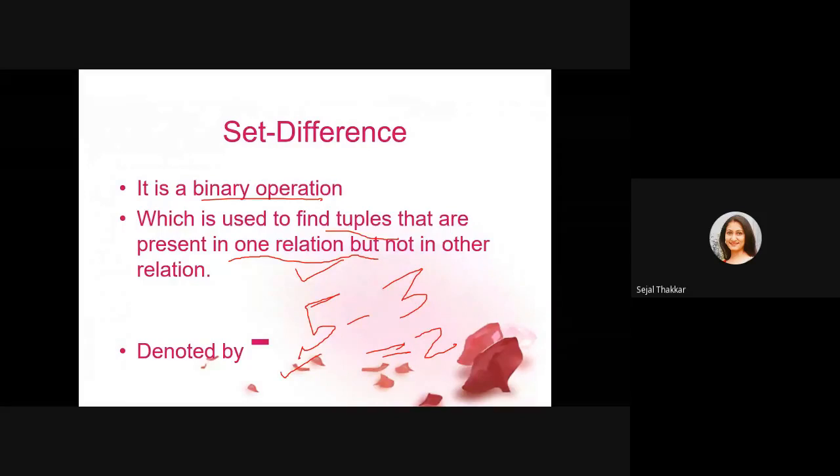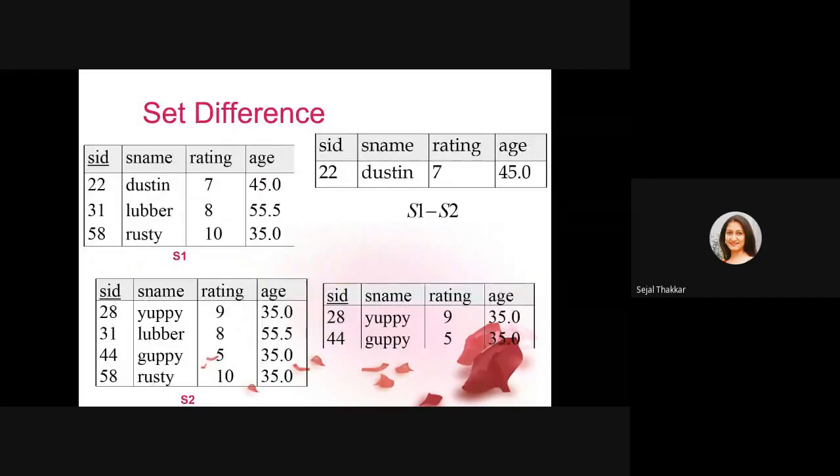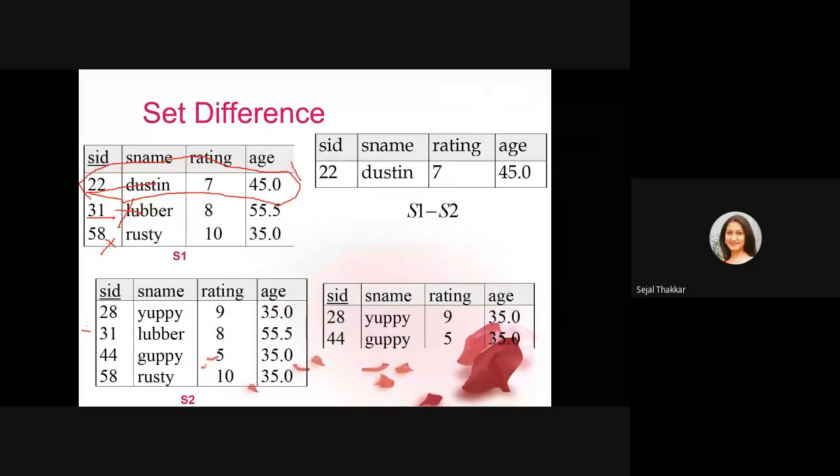Same here. You can see from tables S1 and S2, if I'm taking the difference S1 minus S2, the things which are present in the second table will be removed. 22 is not in S2, so 22 will come. 31 is in S2, so 31 will not come. 58 is again present in S2, so 58 will not come. So 22 is the only value present in S1 but not in S2, so 22 will come as the output, right?